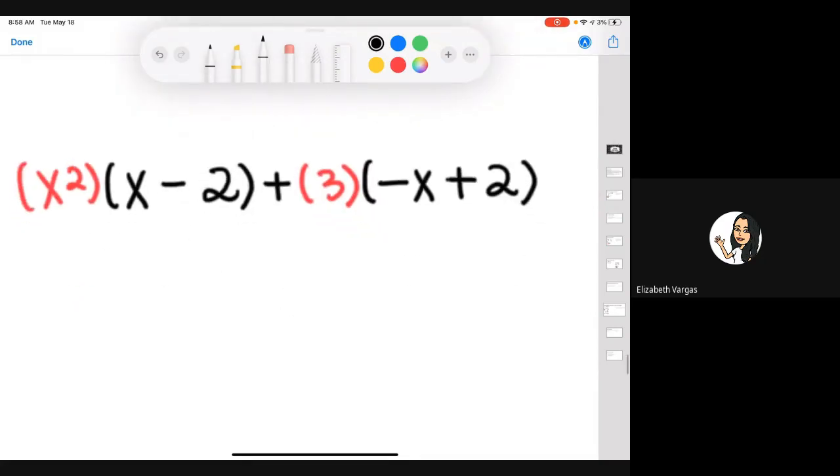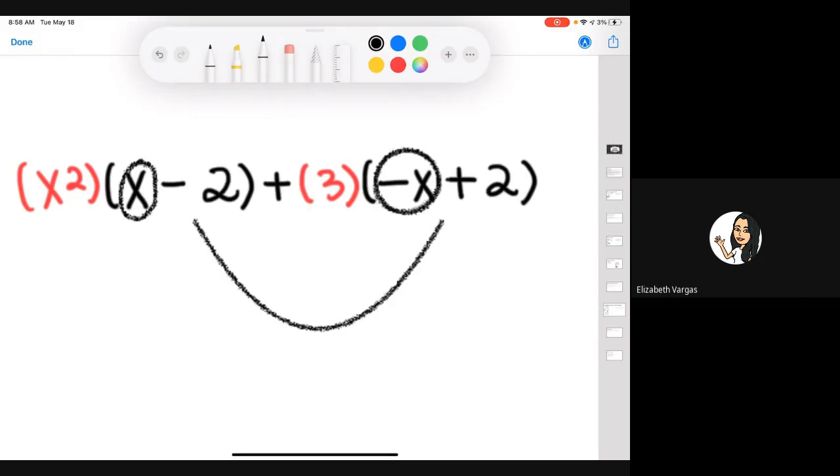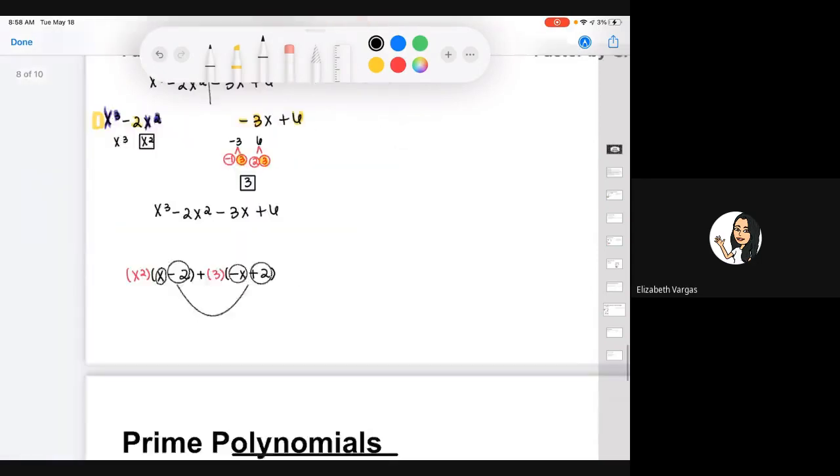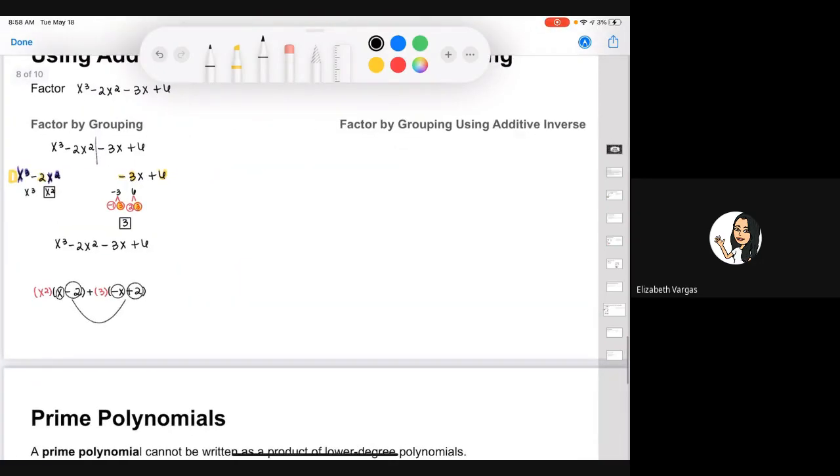And what you'll also notice is that these two are opposites of each other. This one has a positive x. This one has a negative x. This one has a -2. This one has a positive 2. So they're opposites of each other. And so I don't really get much of a simplified expression.